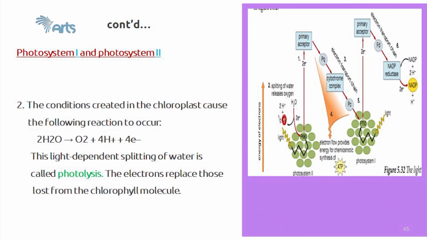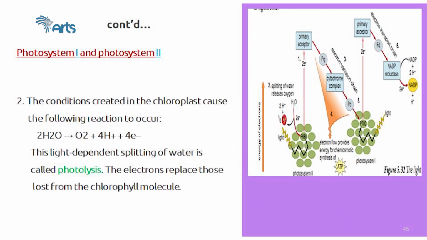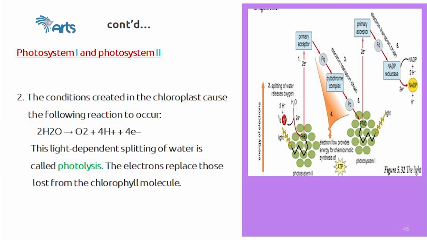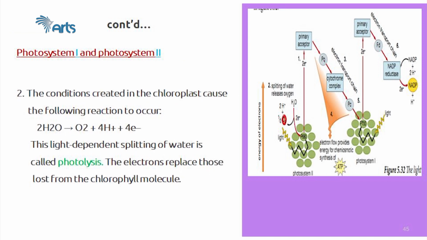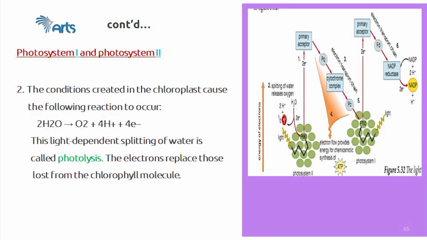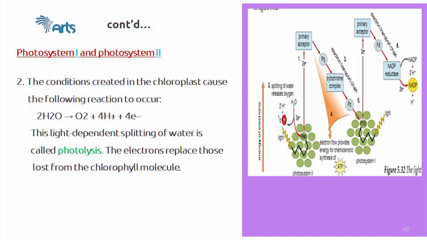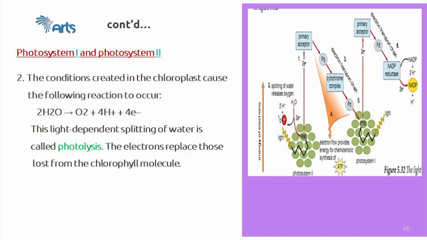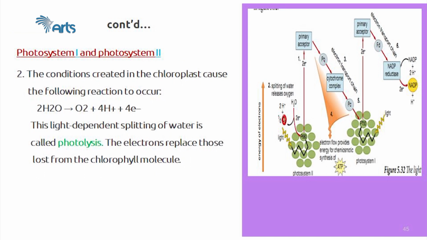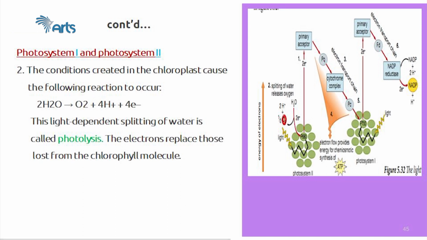The second one is the condition created in the chloroplast causes the following reaction to occur. The water molecules split and oxygen is released, with the release of hydrogen ions and electrons. The light-dependent splitting of water is called photolysis. The electrons replace those lost from the chlorophyll molecule.